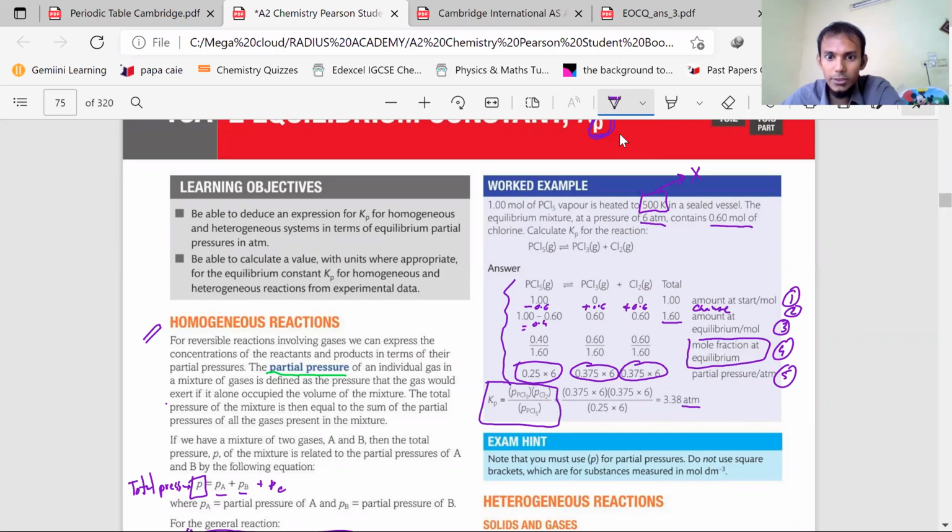Everything you take here is the data they have provided. So you have seen the 1:1:1 mole ratio of these gases, and you have derived everything from the data.